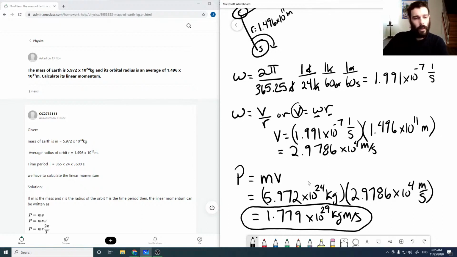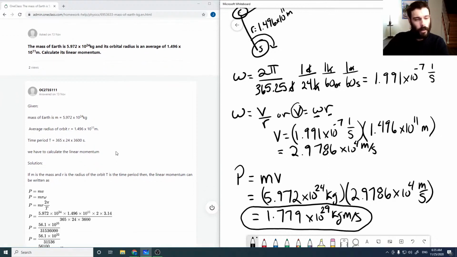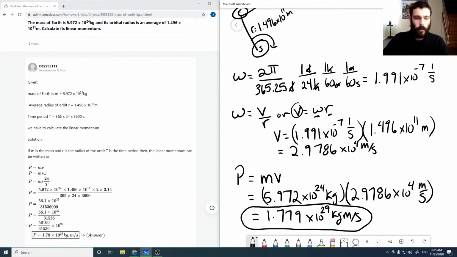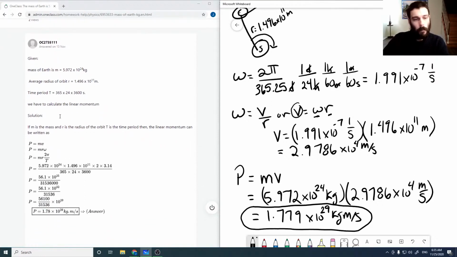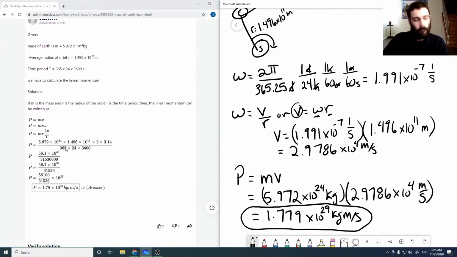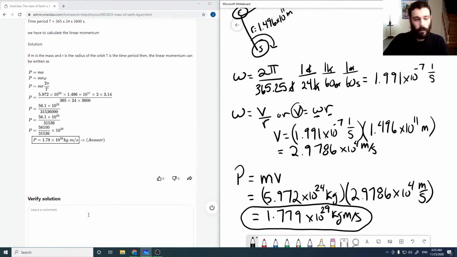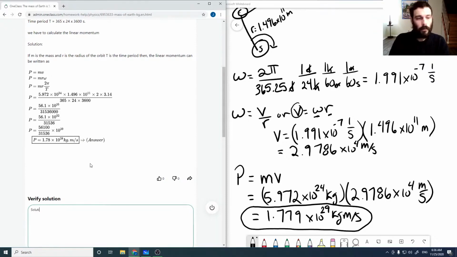All right, let's check this now with the solution given. So for the time period, they're just using 365, that's likely fine. And then they're just putting it all together, so rather than expanding the question as I have, just putting it all together into one equation, which is fine to do, obviously. And 1.78 times 10 to the 29, so it's pretty much exactly the same, which is great. And so this is correct.